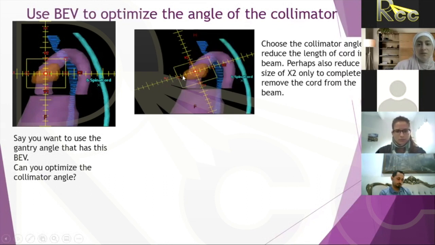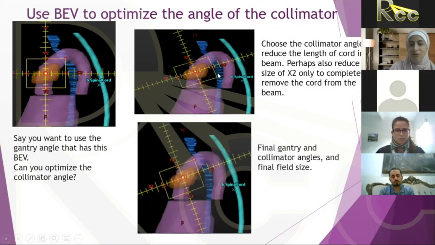Okay. Well, because I have the advantage of beam eye view, I can rotate the collimator, right? Now, I rotated the collimator. Notice, the part that was under the irradiated volume is now smaller. Okay. What about I can do something extra? Can I reduce the margin on the X2? According to my machine, this is X2. So what I can do, instead of having a 1 cm margin from PTV to the beam edge, from this side, I could only have 0.5 cm margin.